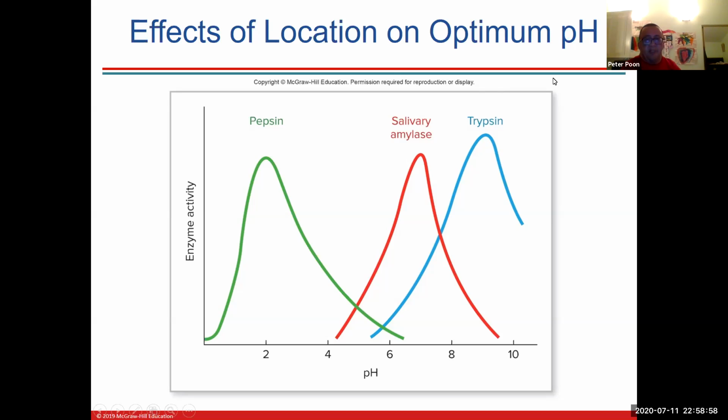So pepsin works at 2. Salivary amylase, I was wrong, works at about pH 7. Trypsin works at even higher than that, pH 9, which will be closer to 8.